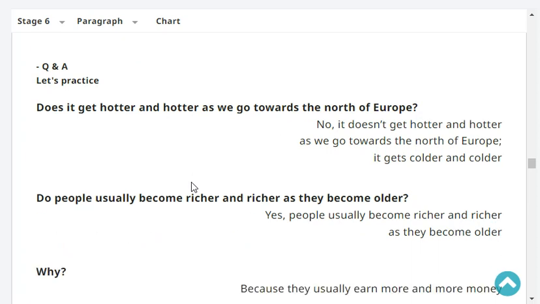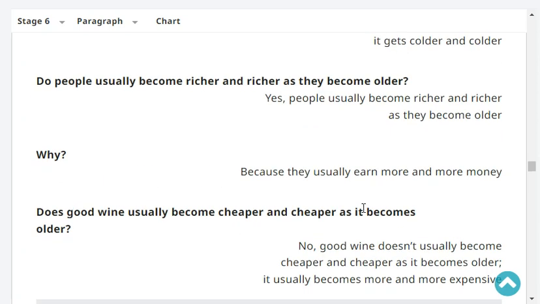Reggie, do people usually become richer and richer as they become older? Yes, people usually become richer and richer as they become older. Why? Because usually they earn more and more money. Very good.